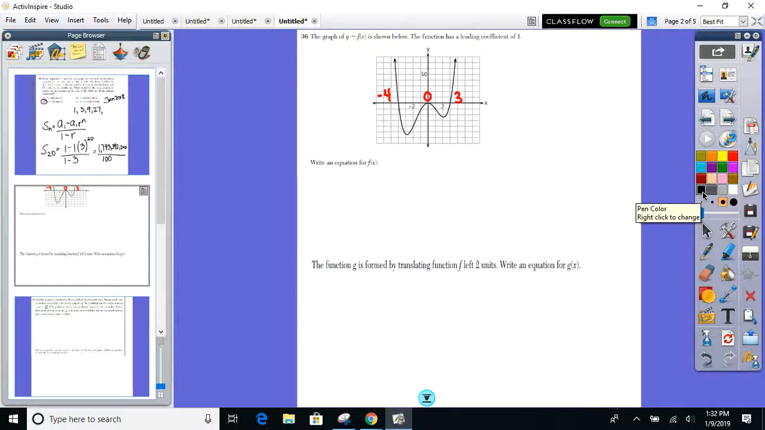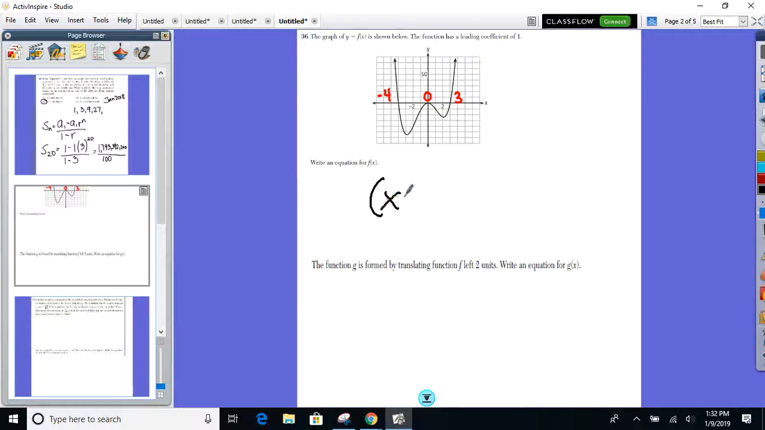Okay, so let's start. If x equals -4 is a root, what must have been in the parentheses beforehand? x plus 4. All right, moving with this equation now. I'm going to skip over that 0 for a second. Can you go to the 3? What else is in the parentheses? x minus 3. Nice job.